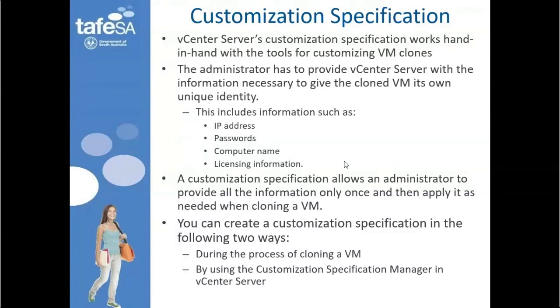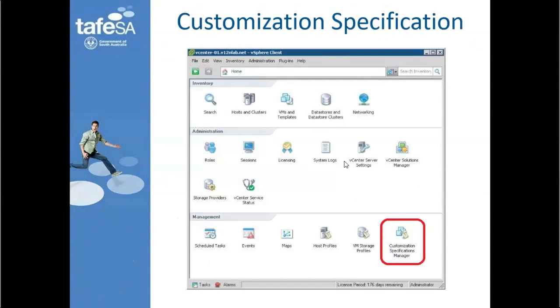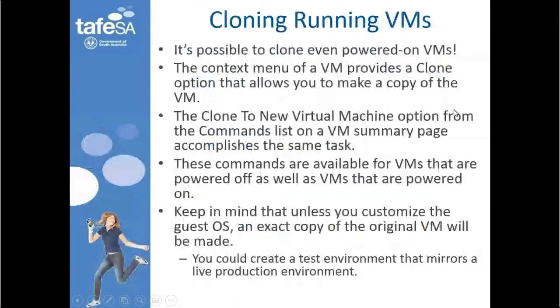You can create a customization specification in the following two ways. During the process of cloning, you can create one at that point in time if you want to, or you can create it first and then just use it in the cloning process. So again, older image, but same sort of idea. We can just go to the customization specification manager, click on this, and then create the customization specification.